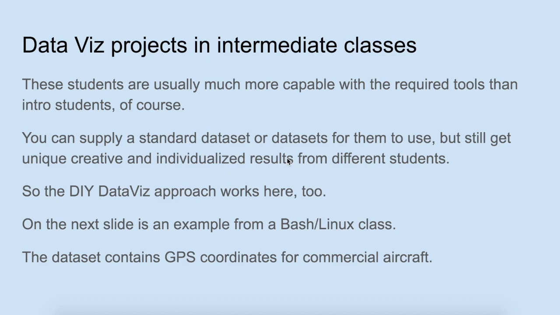That's one of the attractions of a DIY DataViz approach. There are many, many different ways to visualize the same data, and different people will be able to do it in a different way. The next slide is an example drawn from a Bash or Linux class. It's basically a shell scripting class. The data set they're working with is a large data set containing GPS coordinates second by second for a variety of commercial aircraft tracked by radio.